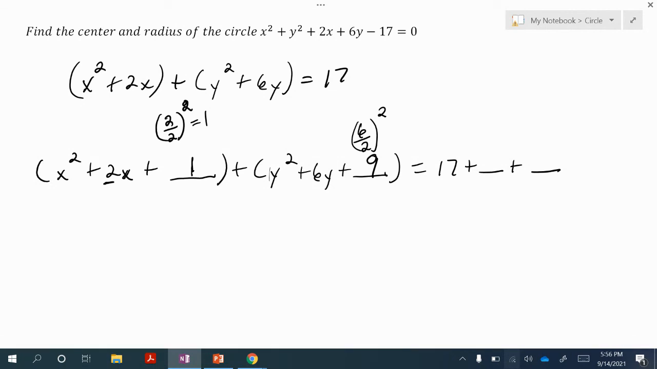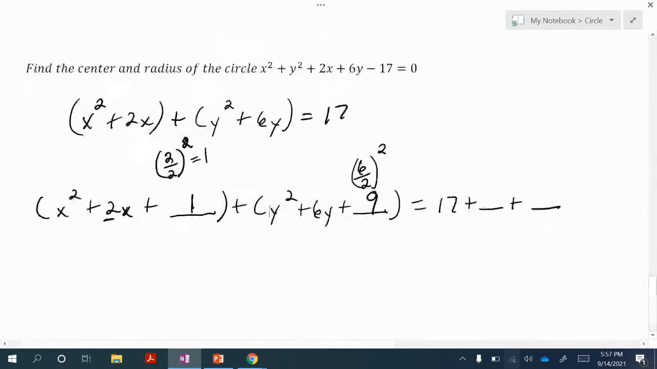So now you notice I added 2 blanks on the right hand side. Here's the reason for the 2 blanks. Whenever you're performing algebraic manipulations, there's something called the property of equality. And the property of equality states that whatever you do to one side, you must do the exact same thing to the other side. So if you were to add something to one side of your equation, you must add the exact same thing to the other side of your equation.